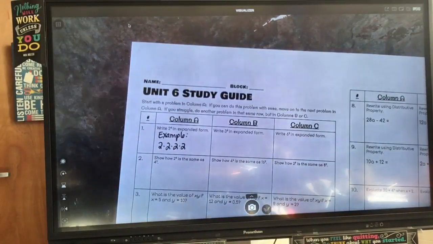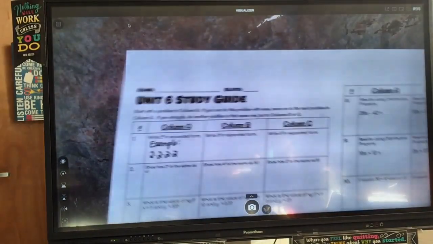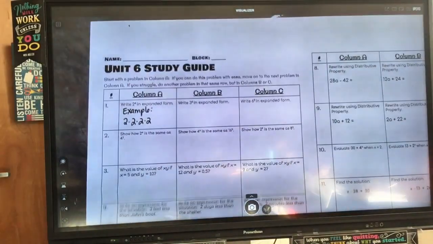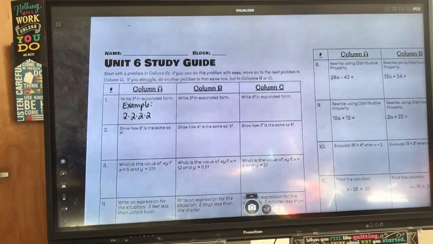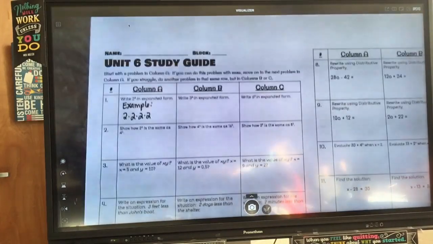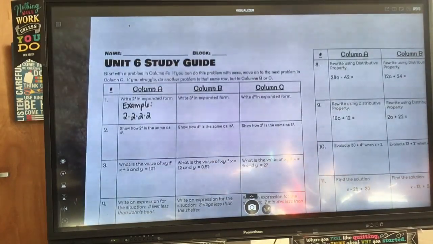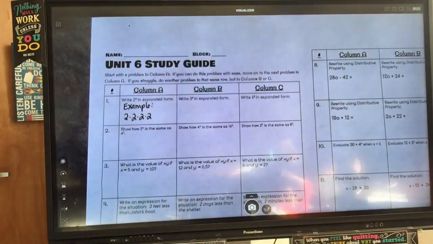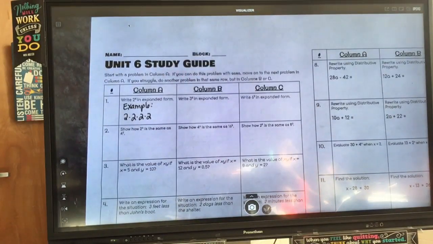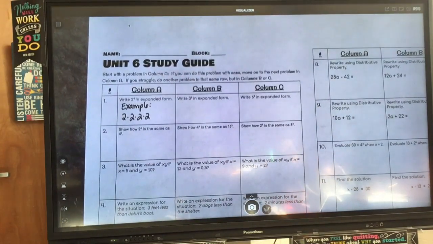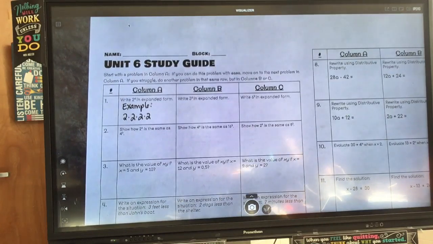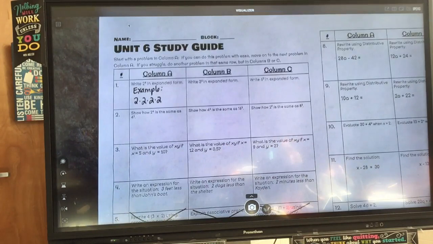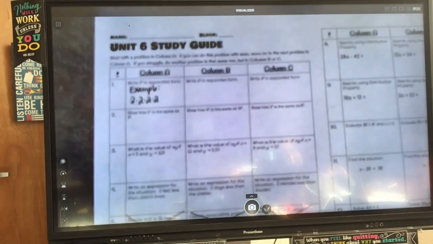Alright, pencils are down. How many of you got the first 2 pages done? How many of you got at least the first side done? Okay. Alright, so this is a little bit more of everything that we've covered in Unit 6. Yesterday was a little bit more of the more recent stuff that we've covered in Unit 6.